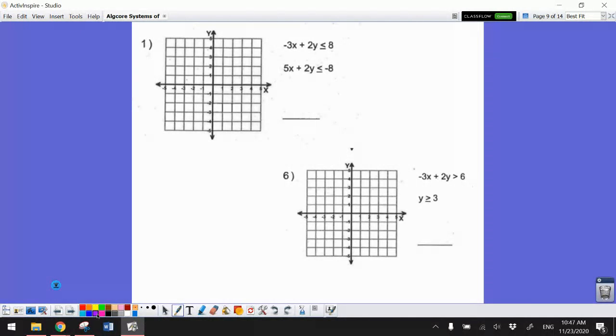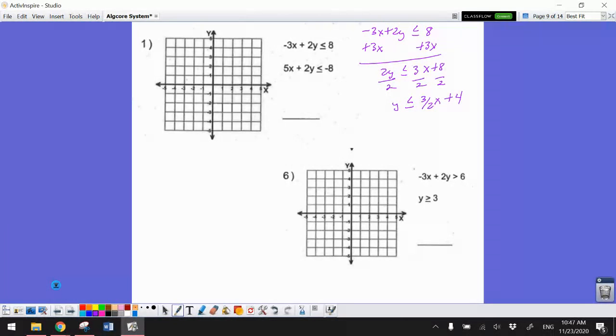Okay, so looking at these, we can see that both of them need to be solved for y. So let's go ahead and start with our first problem. Negative 3x plus 2y less than or equal to 8. I'm going to add my 3x. I have 2y less than or equal to 3x plus 8. And divide by 2. Y is less than or equal to 3 halves x plus 4.